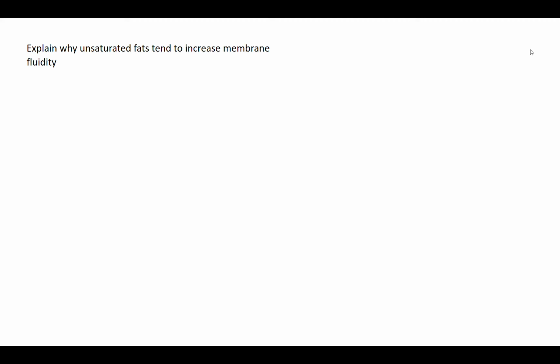Right, the next question asks you to explain why unsaturated fats tend to increase membrane fluidity. Well, this has to deal with the structure of a saturated versus an unsaturated fat. So if we're dealing with saturated fats, I'll just draw one here, another one right next to it.